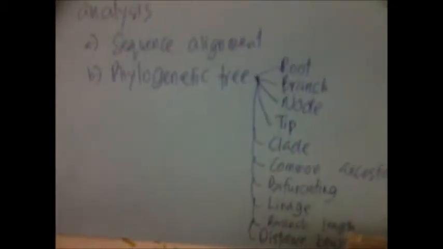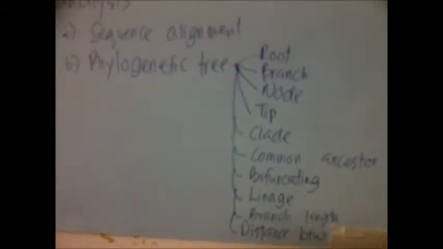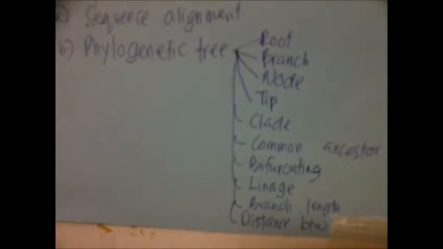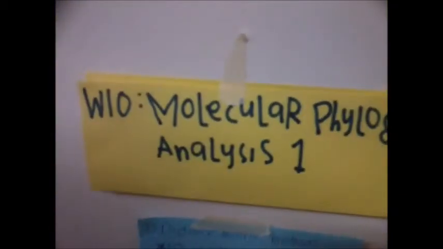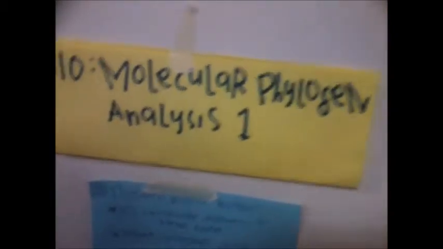So in a phylogenetic tree, there are a lot of terms you can find, which are root, branch, node, tip, clade, common ancestor, bifurcating, lineage, branch length, distance between. So week 10 will be molecular phylogenetic analysis, where there will be distance matrix methods. First is NJ, neighbor joining, and UPGMA. First calculate distance in the internal nodes, and for UPGMA is construct cluster.